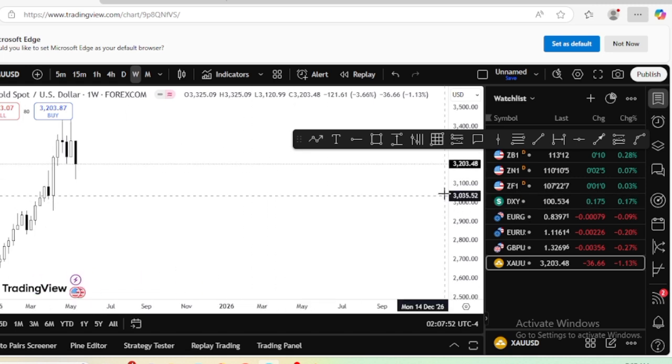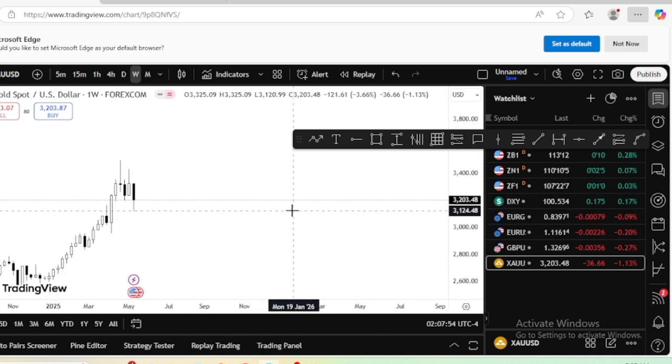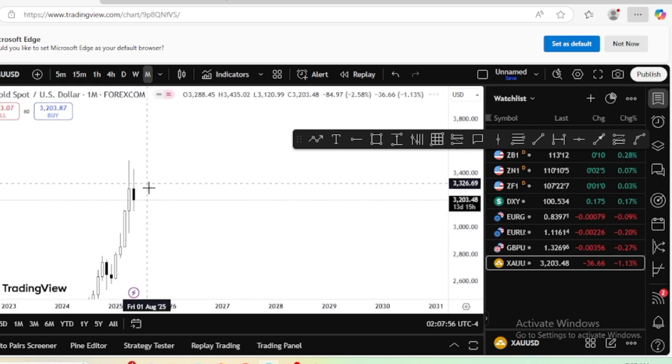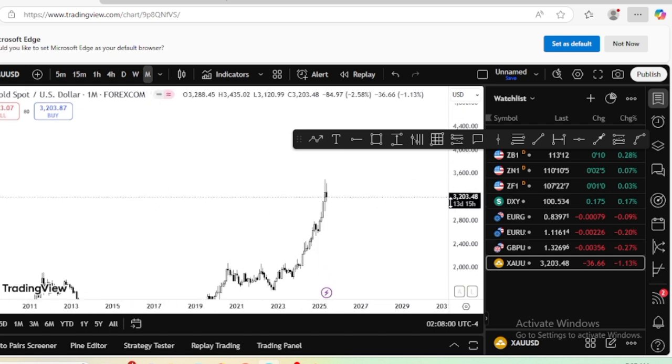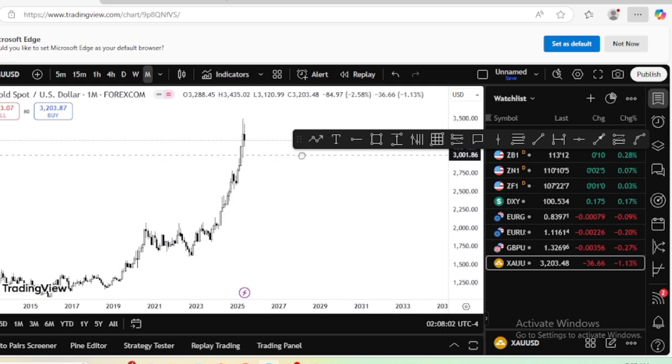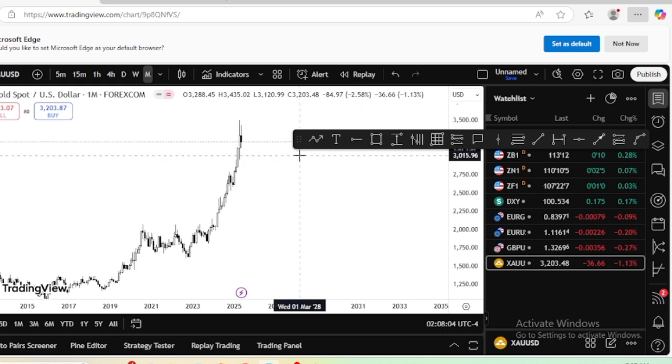What are you seeing here from the weekly? Let's just look at the monthly time frame. Monthly time frame, this just formed a new all-time high. This is a news driven market. It's based on news, it's based on the catalyst, it's based on war. That is how gold is, that is how gold is based on trading.